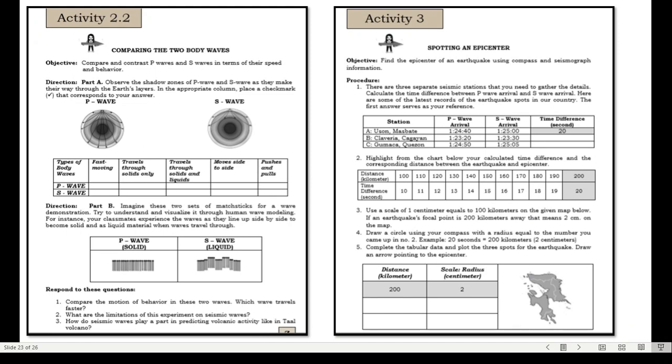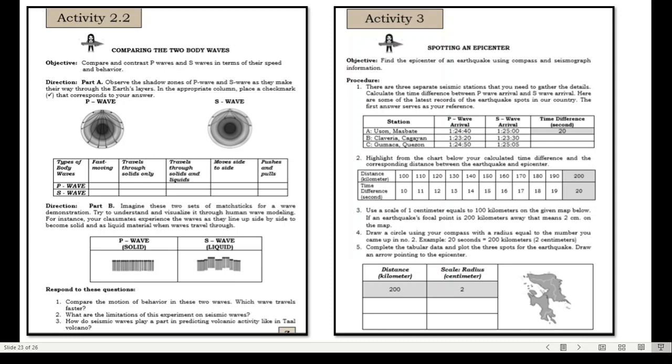For activity 2.2 naman, comparing two body waves, na-discuss naman na natin to kanina and napanood nyo din dun sa video, yung primary wave and secondary wave, no? Sagutan nyo lang yung table below. You can go back to the slides dun sa summary natin and dun sa video kung gusto nyong tingnan ulit, no?